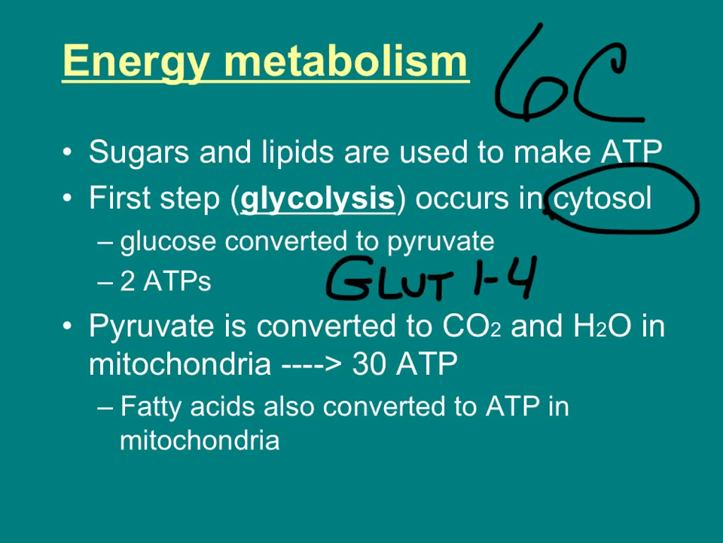So pyruvate is how many? Three. Pyruvate is a three-carbon molecule. And the process of going from glucose to pyruvate makes two ATPs. Two. Okay, that's really poor. That's not a good number. What can you do with two ATPs? Nothing.